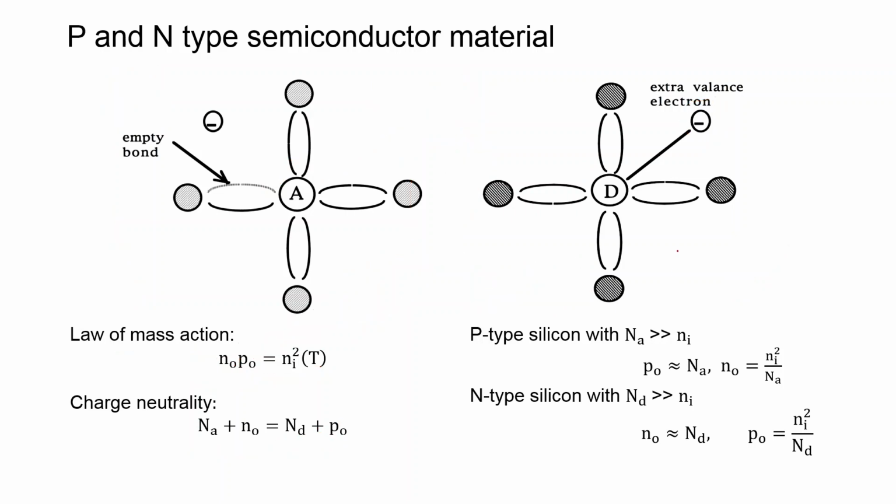The total number of holes P naught are nothing but Na plus Ni, minus the recombinations. So as discussed just now, this is the total number of holes.